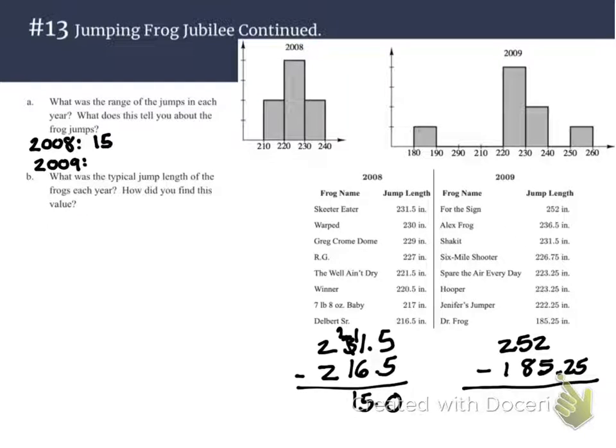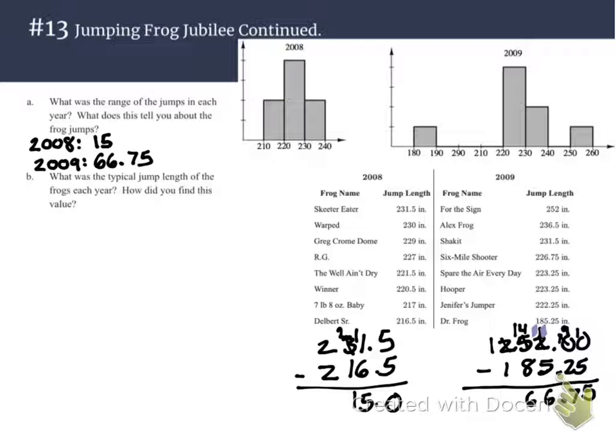If not, continue. So when you subtract the two numbers, the difference is 15, so that's our range for 2008. And then conversely, for the year 2009, we have 252, and we're subtracting from it 185.25. So I'm gonna have to do some regrouping. When I subtract and find the difference, pause it if you haven't already. If not, we'll continue. You would get 66 and 75 hundredths.